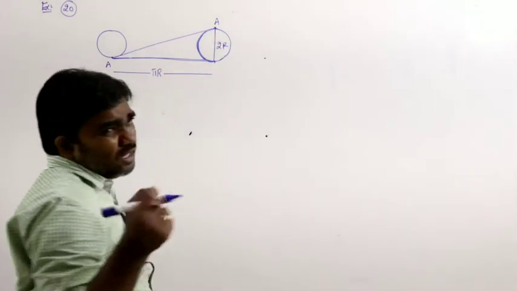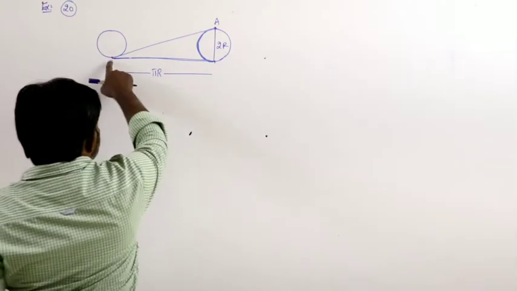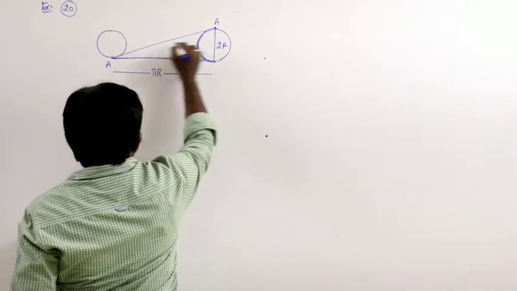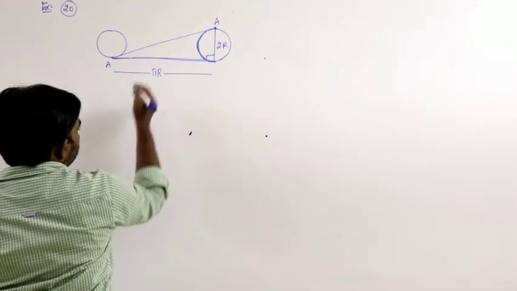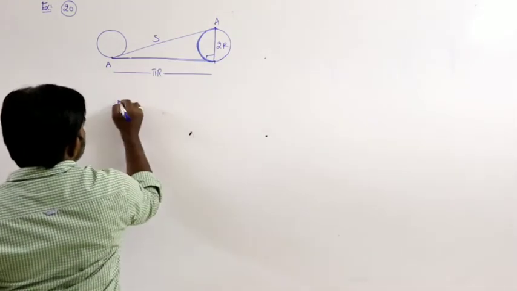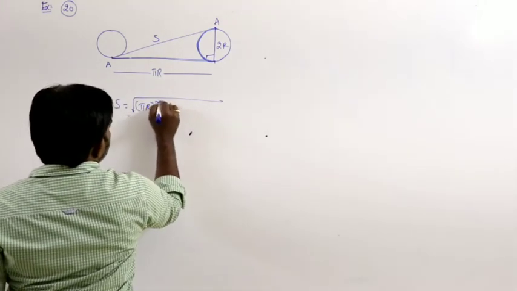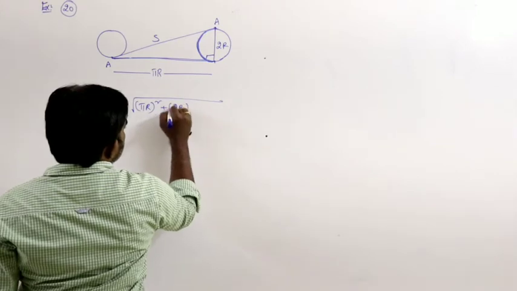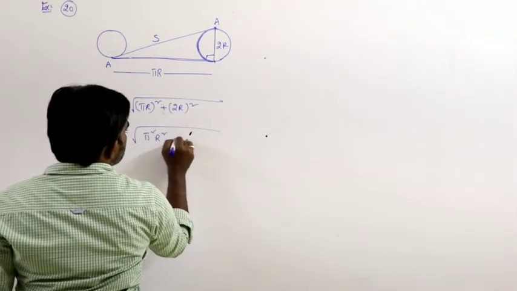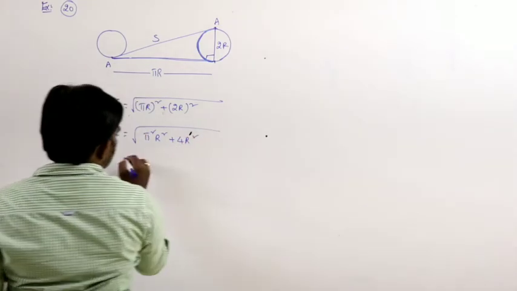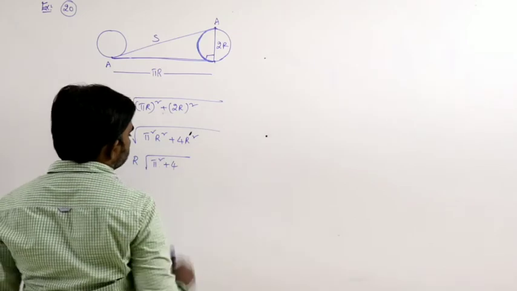The shortest path between the initial point and final point is the displacement. This is the initial point, this is the final, this is the shortest path. So here the angle is 90. According to Pythagoras theorem, the displacement can be written as under root of (pi r) whole square plus (2r) whole square. So that is equal to under root of pi square r square plus 4r square, so r into under root pi square plus 4.